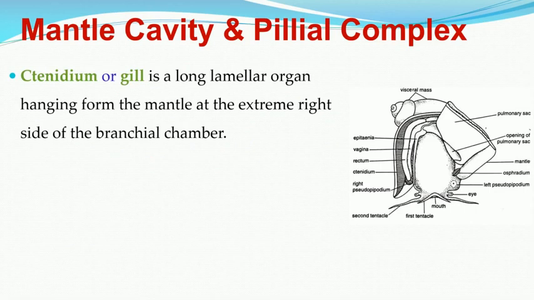Now we move on to the fourth important organ of the pileal complex, that is known as the ctenidium or gill. Here you can see this ctenidium or gill, which is a lamellar organ hanging from the mantle at the extreme right side of the branchial chamber. So it is lamellated in structure and hanging from the extreme right of your branchial chamber.